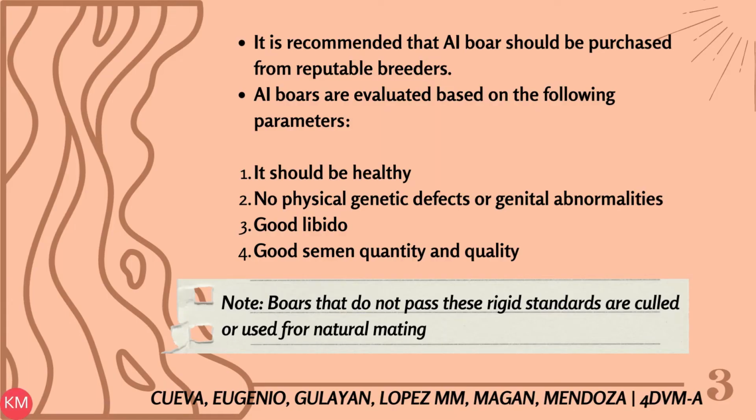All AI boars are evaluated based on the following parameters. First, it should be healthy. Second, no physical genetic defects or genital abnormalities. Third, good libido. Fourth, good semen quantity and quality. And take note that boars that do not pass these rigid standards are used for natural mating.